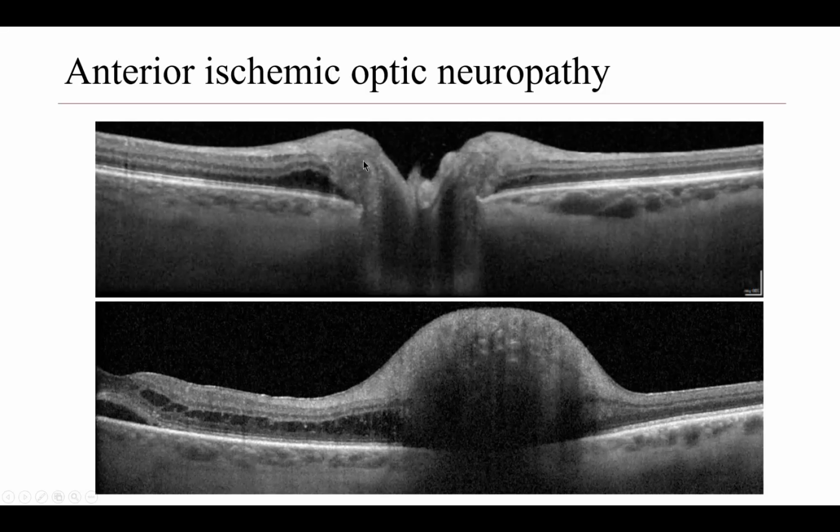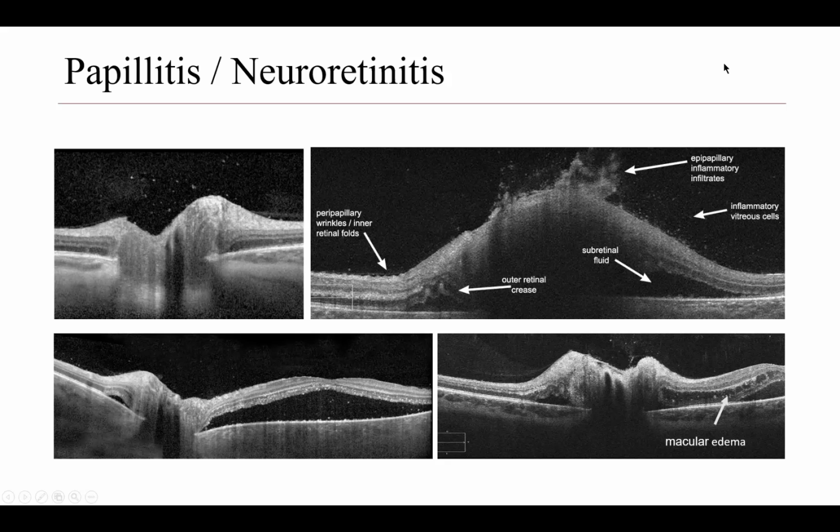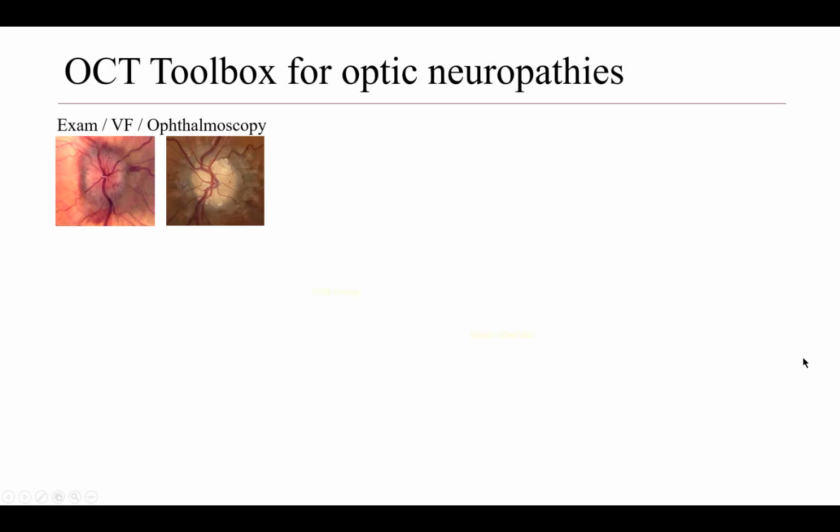Let me just close out by showing you a couple of miscellaneous findings. Ischemic optic neuropathy is frequently associated with peripapillary fluid, sometimes extending into the macula. Inflammatory optic neuritis or papillitis: you can see the cells in the vitreous, frequently associated with lots of fluid. These cells can aggregate on the surface and form these epipapillary infiltrates. I suspect that's what people used to talk about as granulomas of the optic nerve. And you can see the usual panoply of outer retinal folds, inner retinal folds, peripapillary wrinkles, the whole nine yards, and of course macular edema.